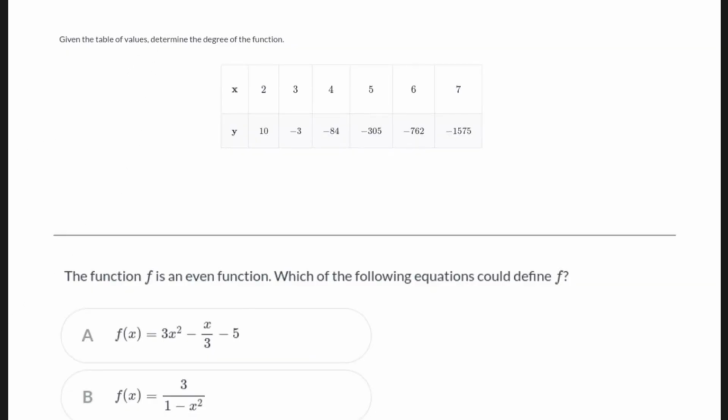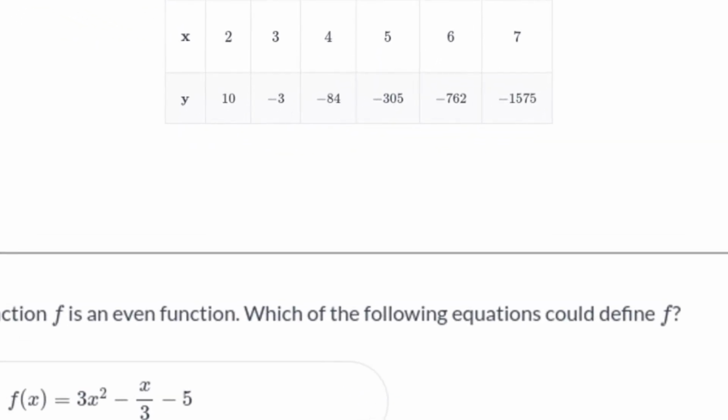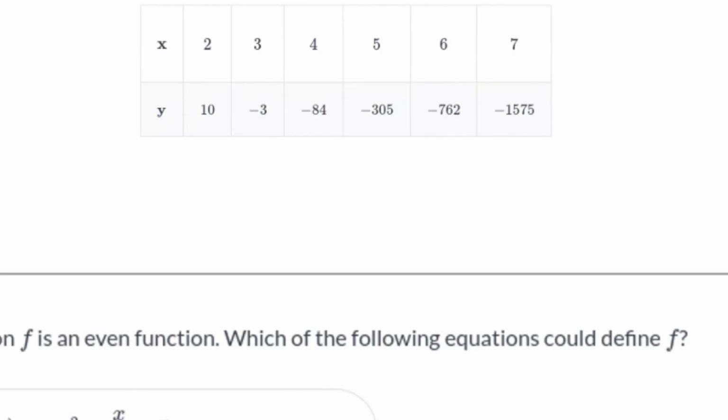Given the table of values, determine the degree of the function. All right, so we've done this before. Let's do it again. I have a feeling this one's not going to be as lovely as we want it to be. Look at those numbers. Let me super zoom in. I have a feeling we're going to need the space. All right, is it linear?